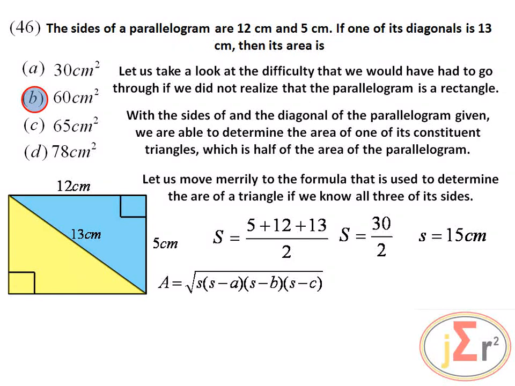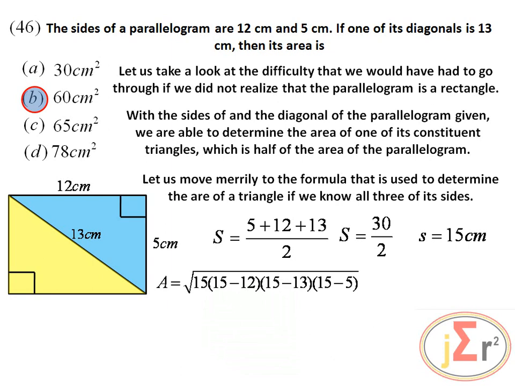So area is equal to the square root of all of S, then multiplied by S minus a, then multiplied by S minus b, then multiplied by S minus c. That means we are going to take the semi-perimeter, which is 15, then we subtract one side from it, the other side from that, and also finally we subtract the third side. We will no doubt make our substitution right there.